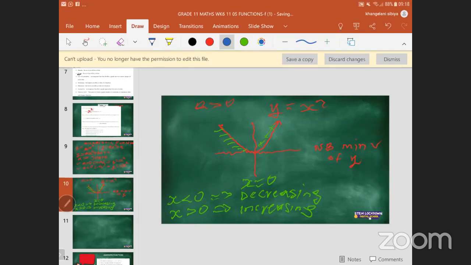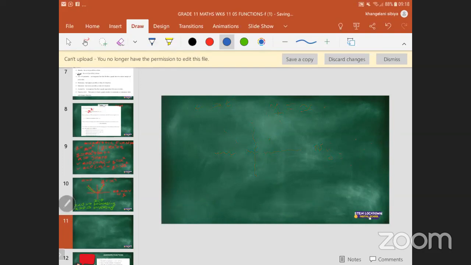Now let's look at the scenario whereby our a is less than 0. It would be something like this. Let me go back to my red now. Here our a is less than 0. That is when you have something like negative x squared. Your shape in this case, this is our Cartesian plane, will be something like this.